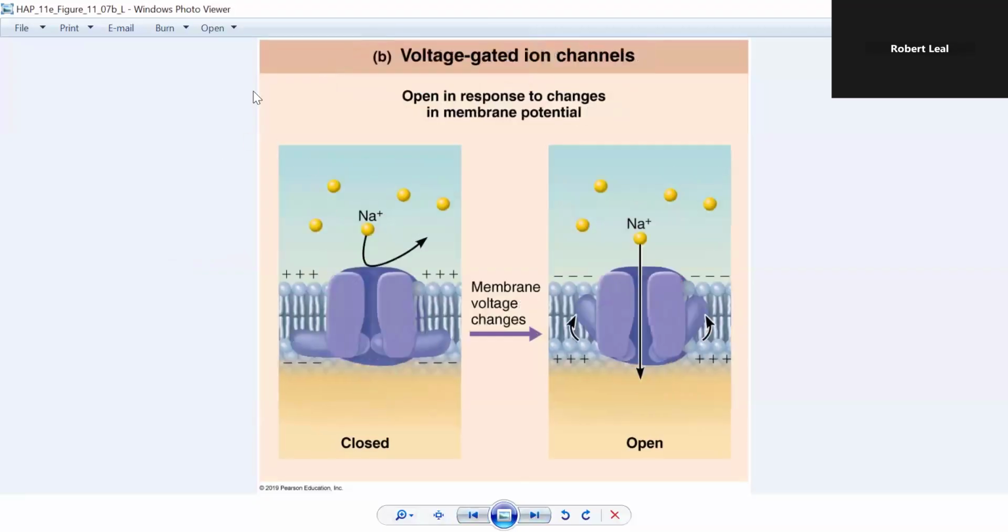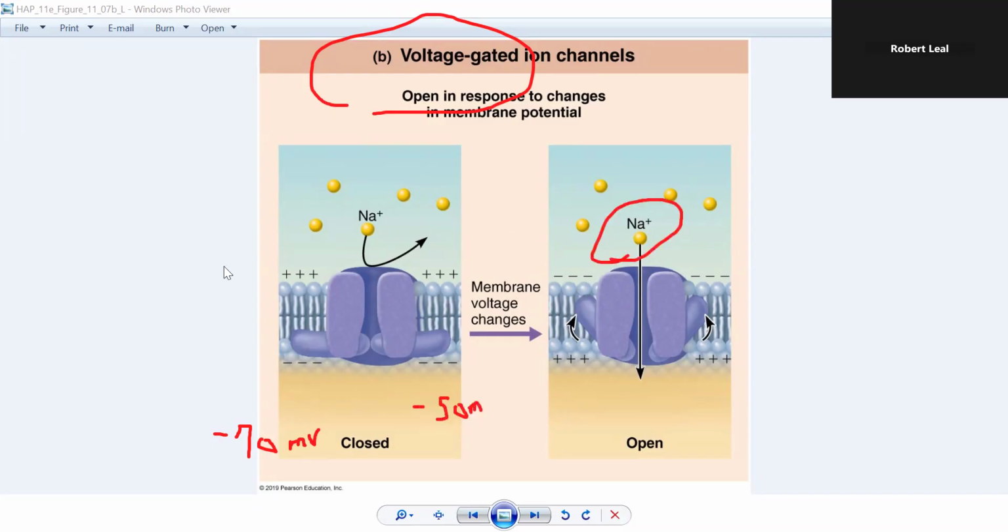Now, you may have channels that only open up when you change the voltage inside the cell to a certain level. Channels that open in response to a change in voltage are referred to as voltage gated channels. So inside the cell, it's typically at rest. The resting membrane potential, the voltage, is at minus 70 millivolts. If you can change the voltage to about minus 50 millivolts, there are voltage gated channels for sodium that will open. Therefore, they're called voltage gated channels.